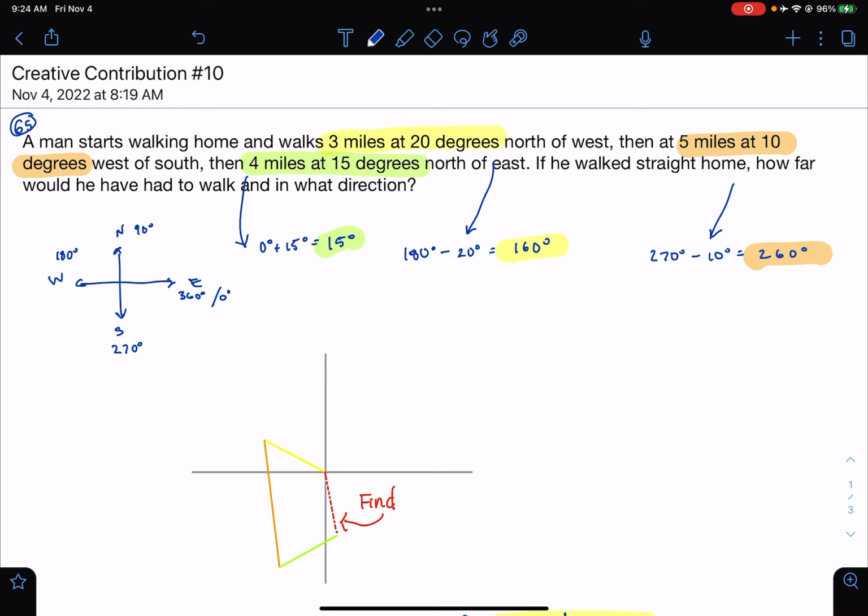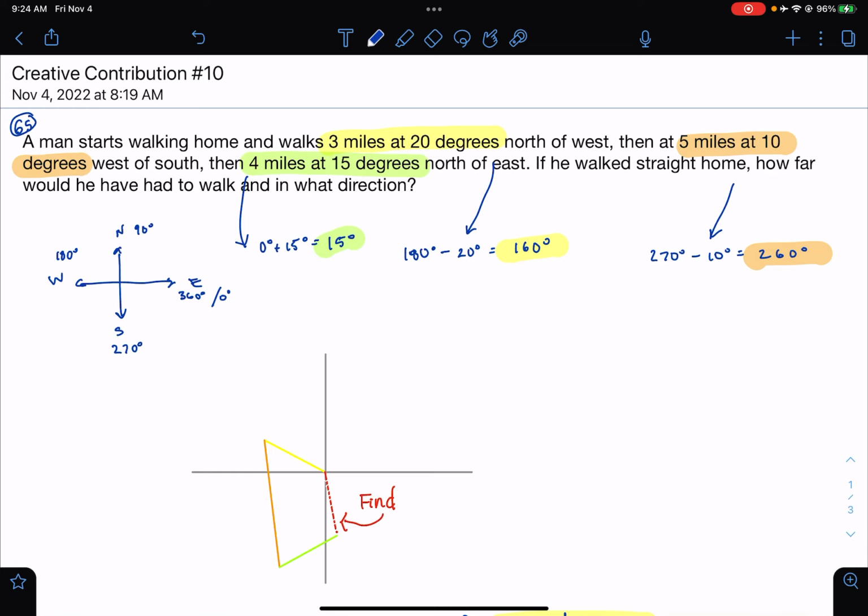It goes, a man starts walking home and walks 3 miles at 20 degrees north of west, then 5 miles at 10 degrees west of south, then 4 miles at 15 degrees north of east. If he walked straight home, how far would he have had to walk and in what direction?